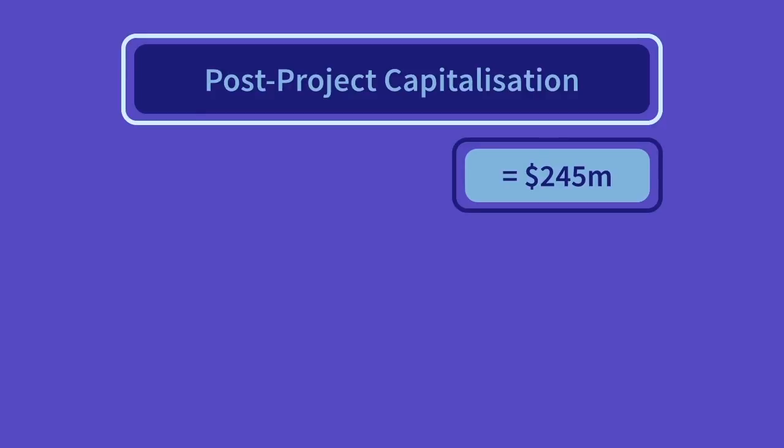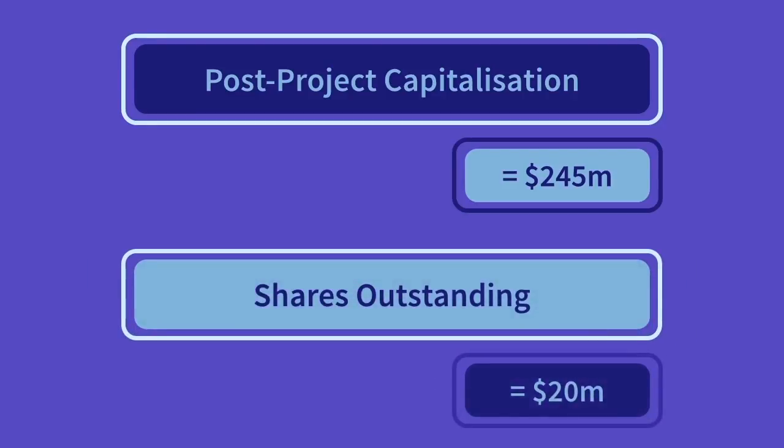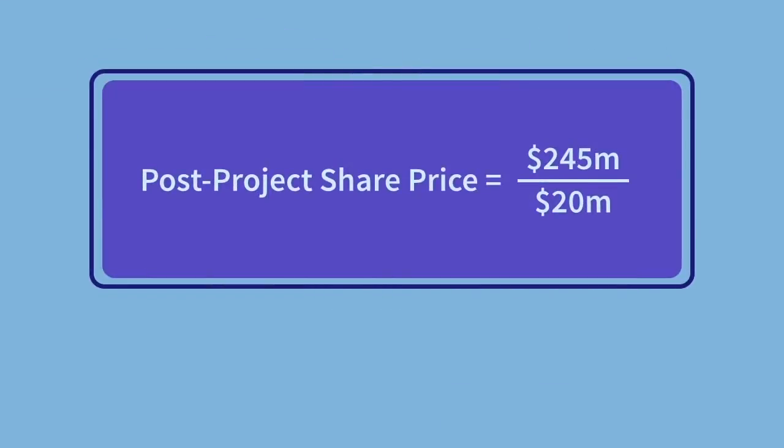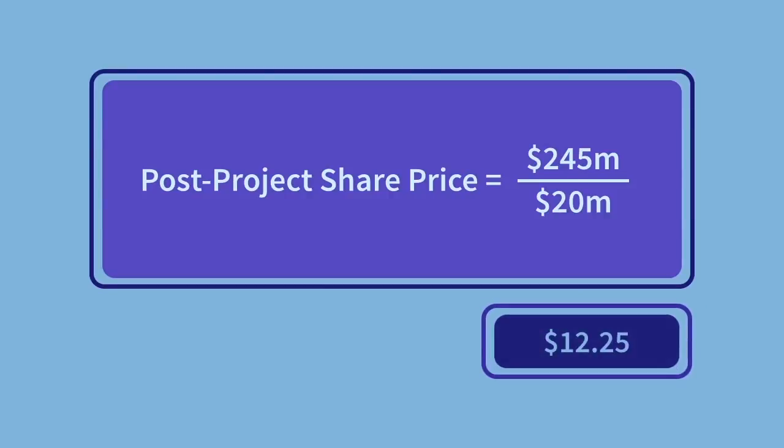Now we have been told nothing about a share repurchase or equity issuance, so we can assume that the same 20 million shares are outstanding at the end of the project. If we divide the 245 million by 20 million, we get the post-project company share price as $12.25.